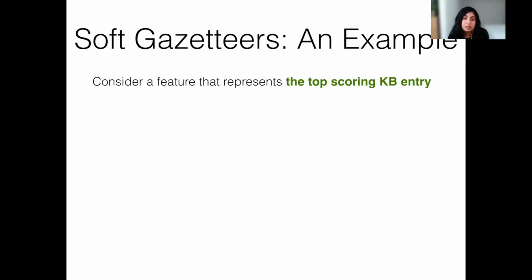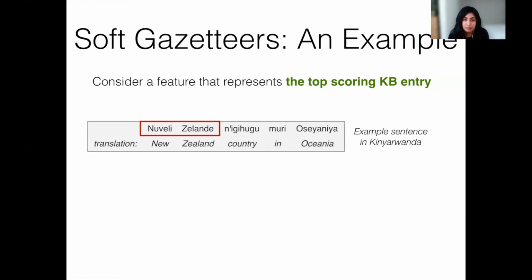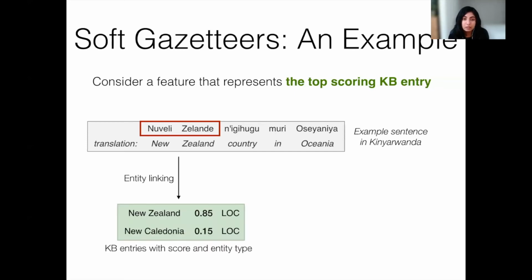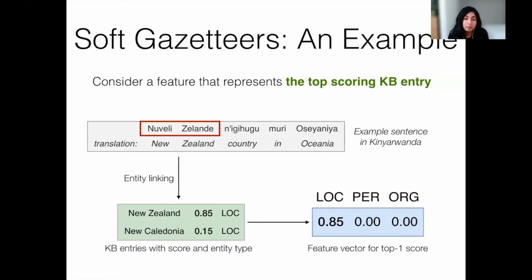For example, consider a feature that represents the knowledge base entry with the highest similarity score to the input span. Given a sentence such as this one in the low resource language Kinyarwanda, we use entity linking to obtain a list of knowledge base entries with their score and the entity type such as location, person, or organization, which is typically easily available from the knowledge base itself. So using these scores that come from the candidate retrieval method, we create soft gazetteers for the span. These features are continuous valued and are based on the entity type from the knowledge base entry.